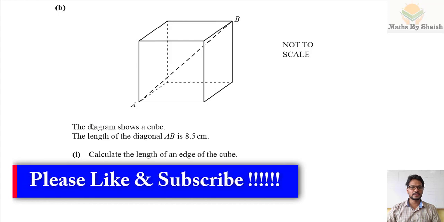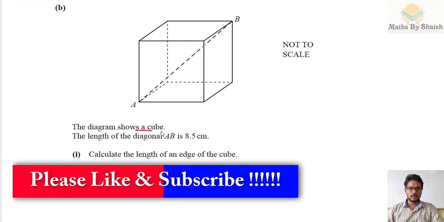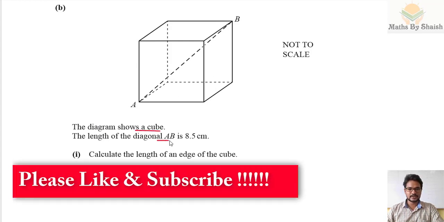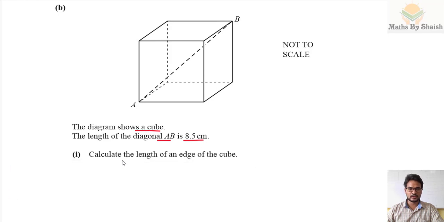Now here's the B part. The diagram shows a cube. The length of diagonal AB is 8.5 centimeter. Calculate the length of an edge of the cube. So edge of the cube, since it is a cube, all the edges would be of same length, that is going to be a, let's say.